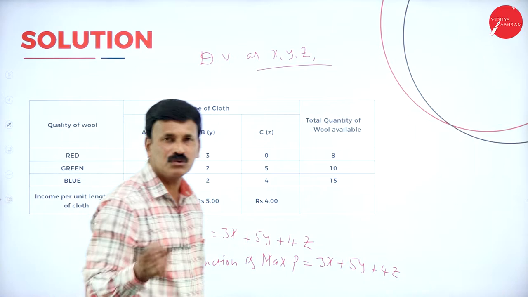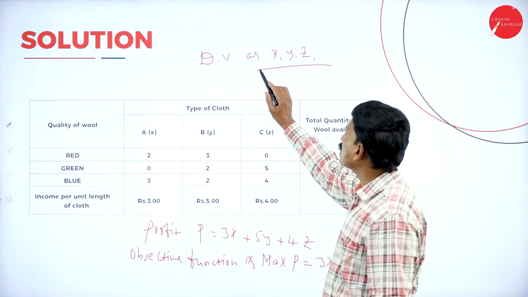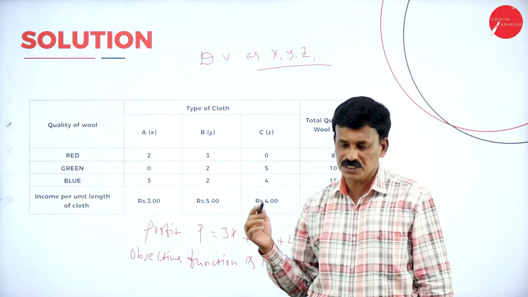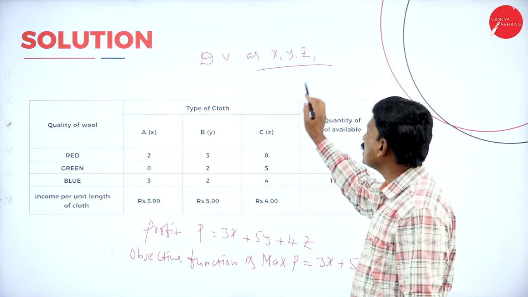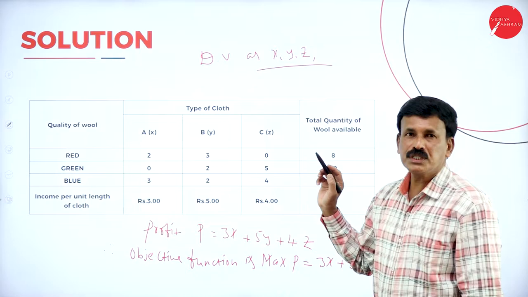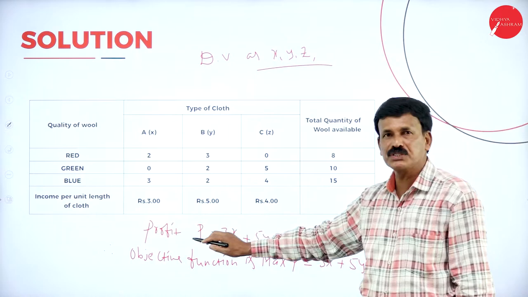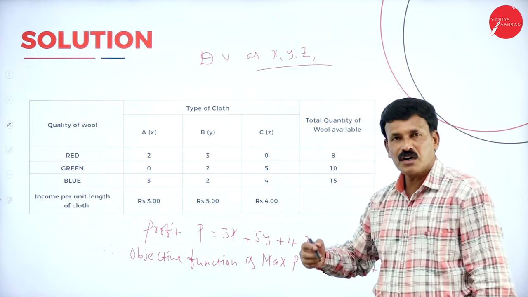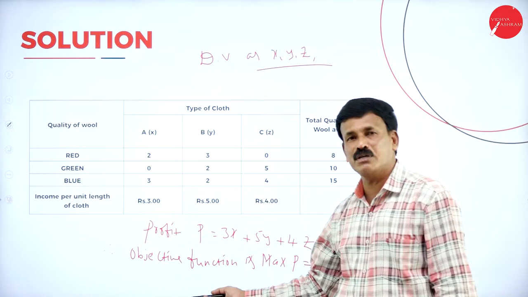Let me explain. Let us define the decision variables as X, Y, Z. These are the decision variables for the types of cloth A, B and C. The total income of the finished cloth is nothing but the profit. So the profit P is equal to 3X plus 5Y plus 4Z. Since our intention is to maximize the profit, the objective function here is maximum P. Max P is equal to 3x plus 5y plus 4z, subjected to the constraints.